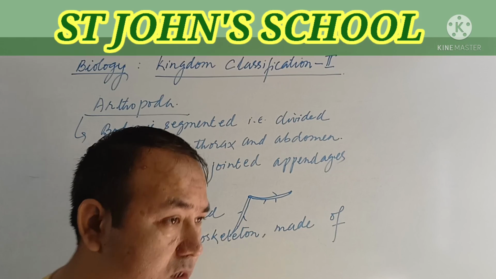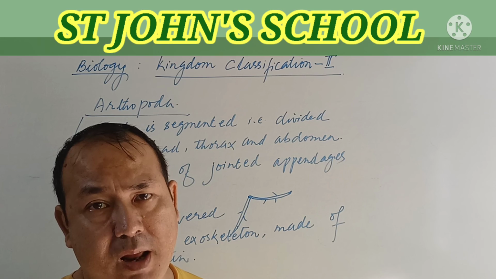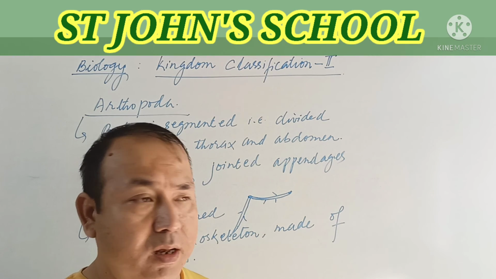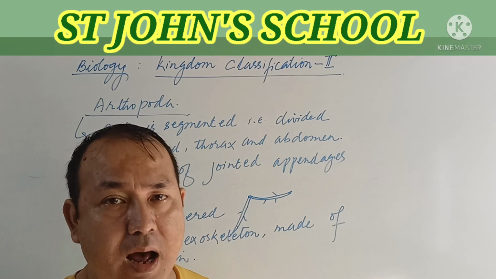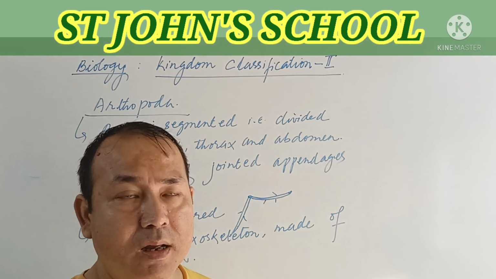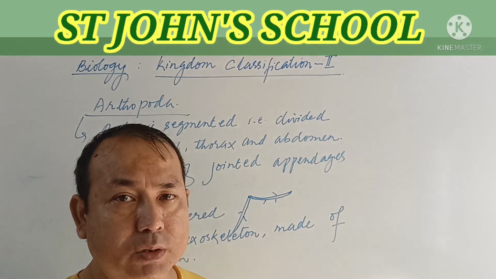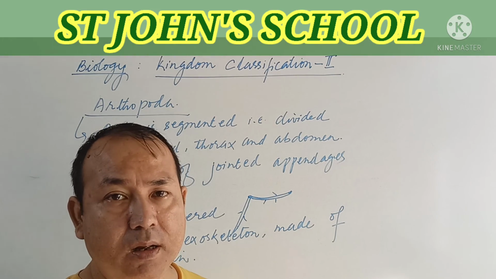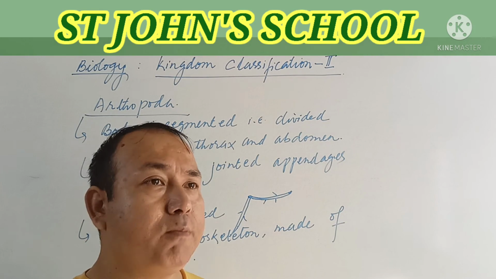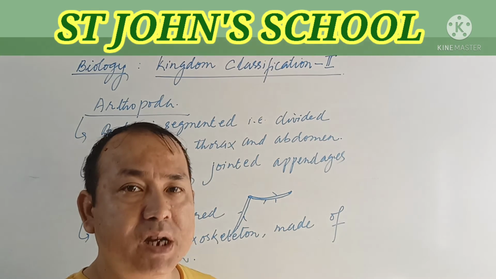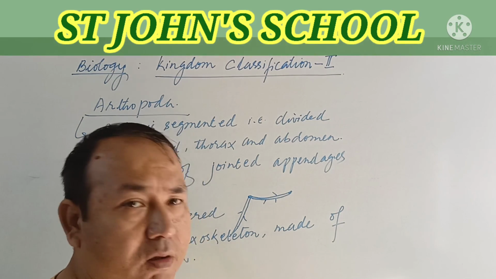Then again next, the body is bilaterally symmetrical. Bilaterally symmetrical means the body can be divided into two halves by a single longitudinal plane. By a single longitudinal plane, you can divide animals belonging to this group into two equal halves. Our body is also bilaterally symmetrical. By one plane only, we can divide it into two equal halves which resemble each other. If I cut like this, the two halves will not resemble. So only if the body can be divided into two symmetrical halves by one plane is it said to be bilaterally symmetrical. That point also you can include here.